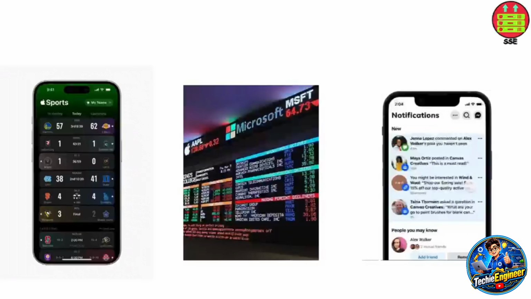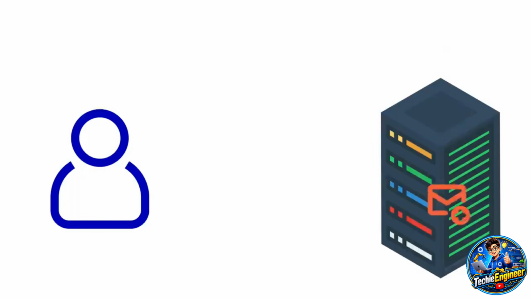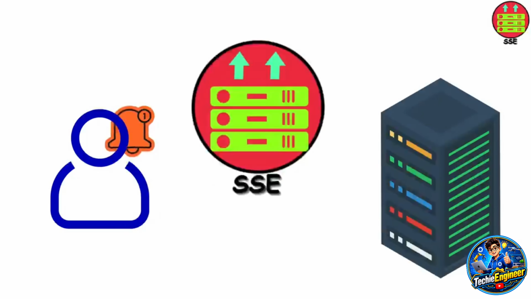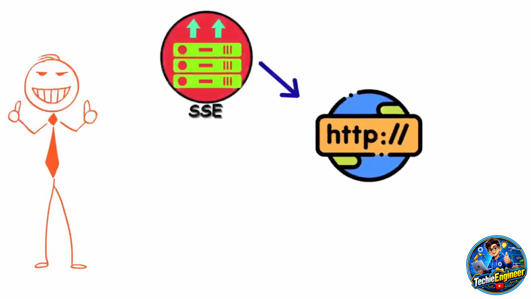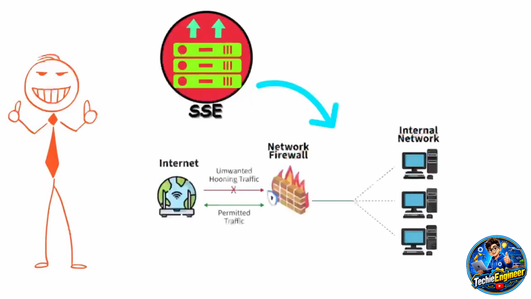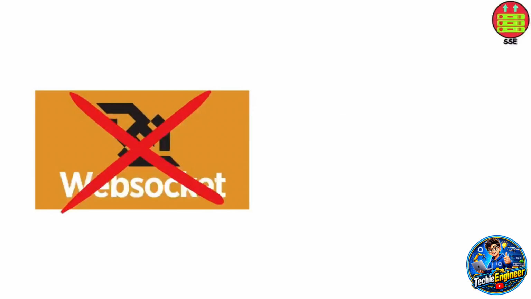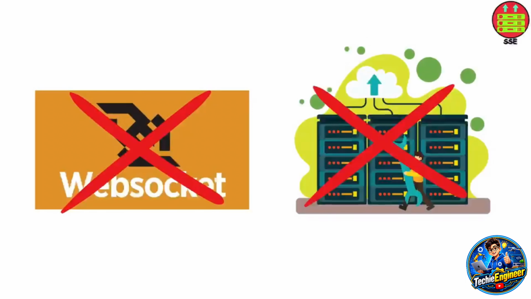Think about a live sports score app, or a stock ticker, or a notification feed. The server has updates and needs to get them to users immediately. SSE is perfect for this. And here's why I like it. It's just HTTP, plain old HTTP, which means it works through firewalls without any special configuration. No WebSocket protocols to negotiate, no special server setup.